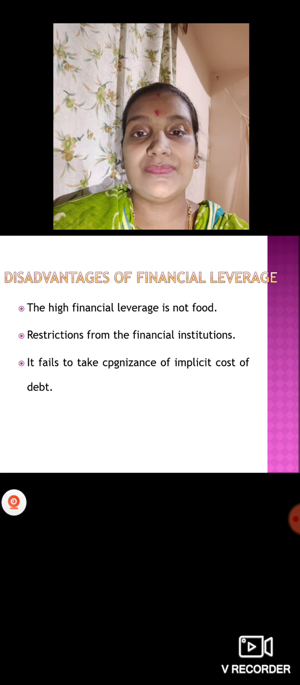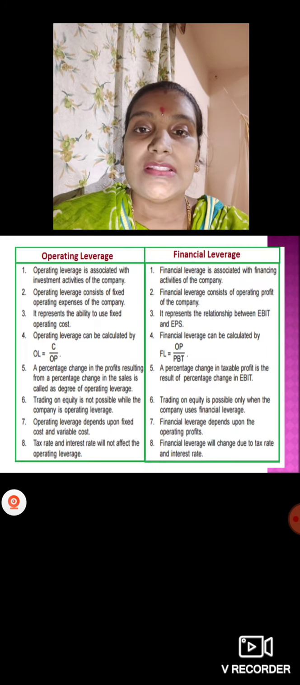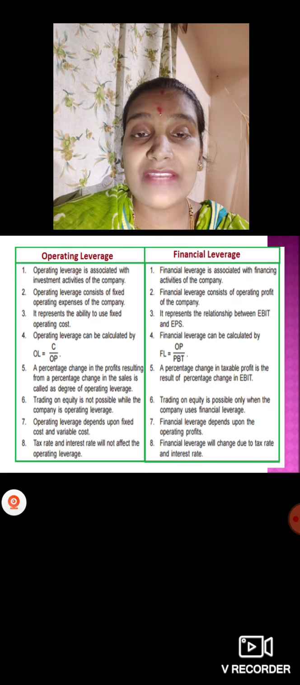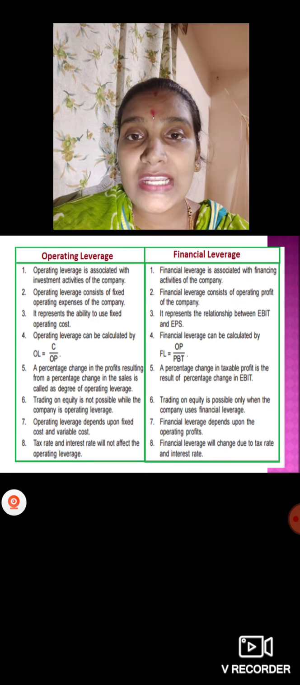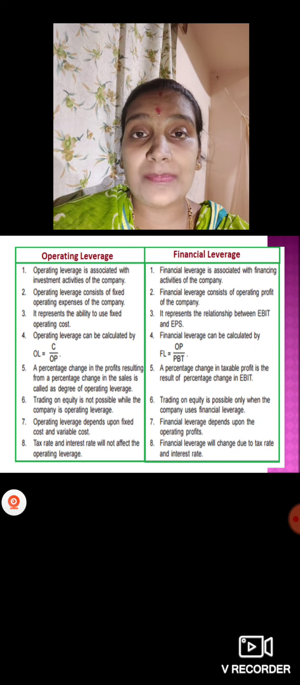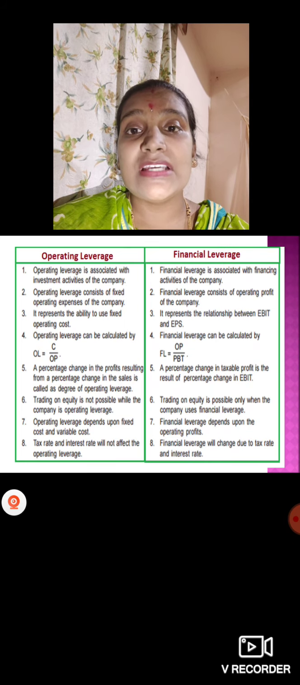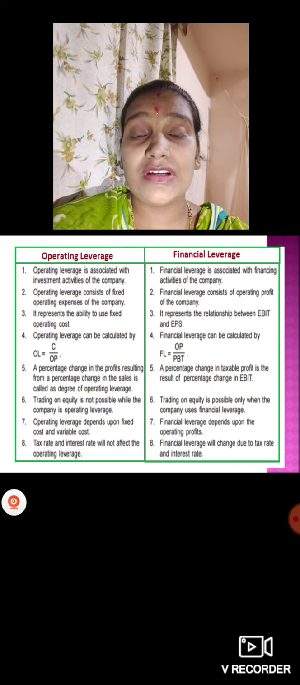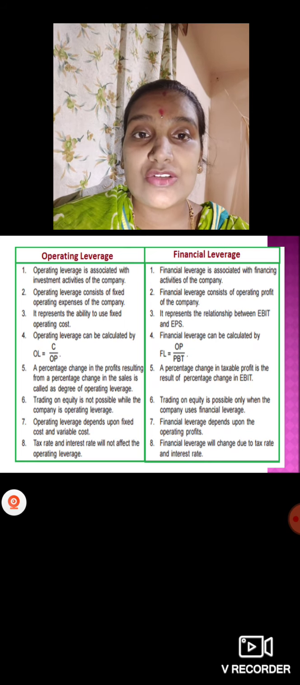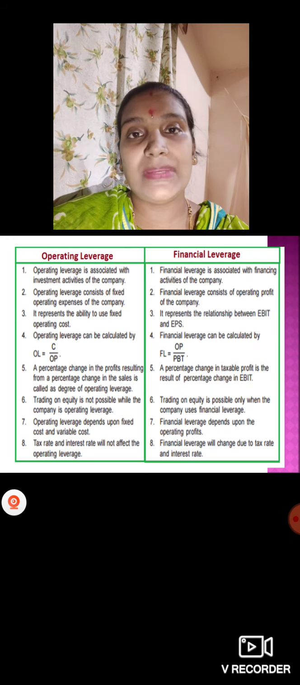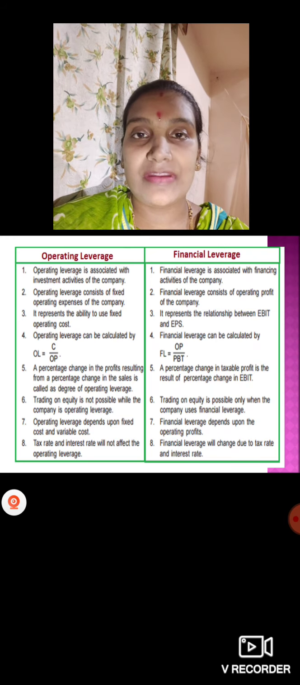Okay, then next we have the difference between operating leverage and financial leverage. Operating leverage is associated with the investment activities of the company. It helps us to take a means which is mainly concentrated on the investment activities of the company, where you can earn high profit. But financial leverage is associated with the financing activities of the company, nothing but issuing of shares, debentures, or preference shares.